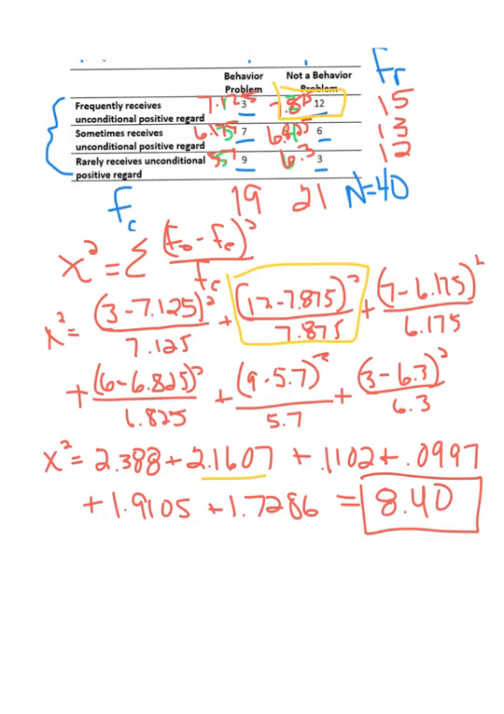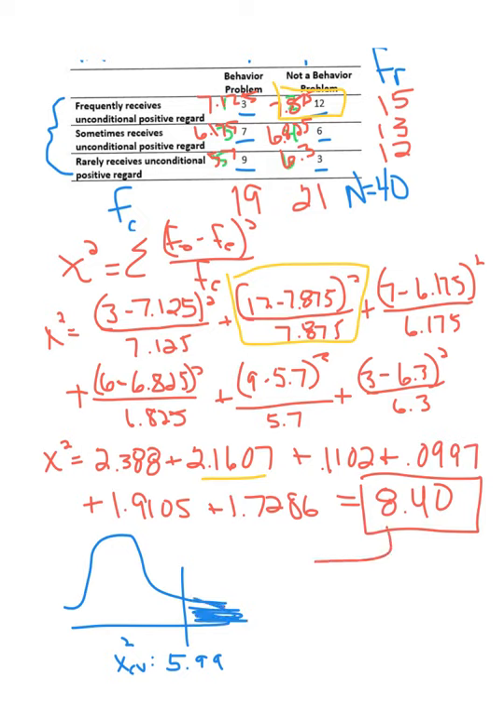Now, if you recall, our original criteria, we had 5.99 as our boundary. That was the chi-square critical value. So anything out here is significant. If you notice, this would fall way over here. So this is significant, right?